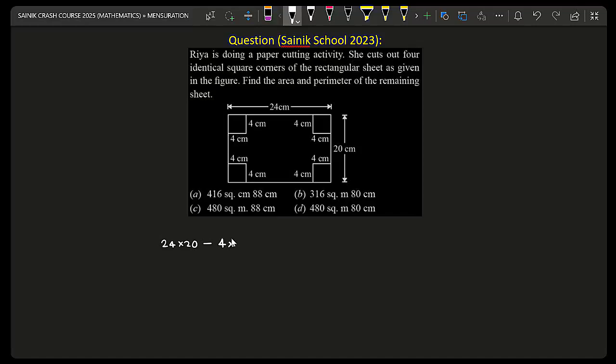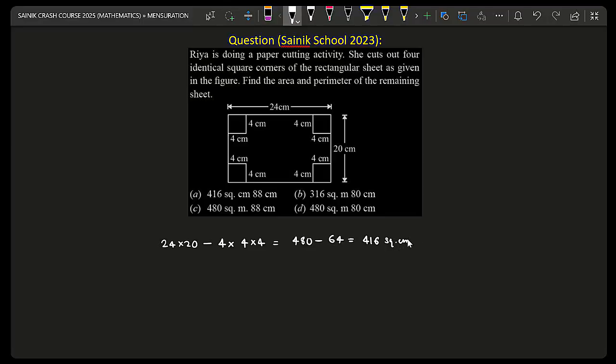Each piece is in which shape? Sir, square. Square area is side into side. So we can write 4 times 4. So this will give you the area, right? Yes, sir. Okay, let us simplify. Sir, 480 minus 64. Yes, 4 cube is 64. Now subtract. Sir, 416. Yes, 416. What are the units? Sir, centimeter square. Square centimeter we can write, or even centimeter square.